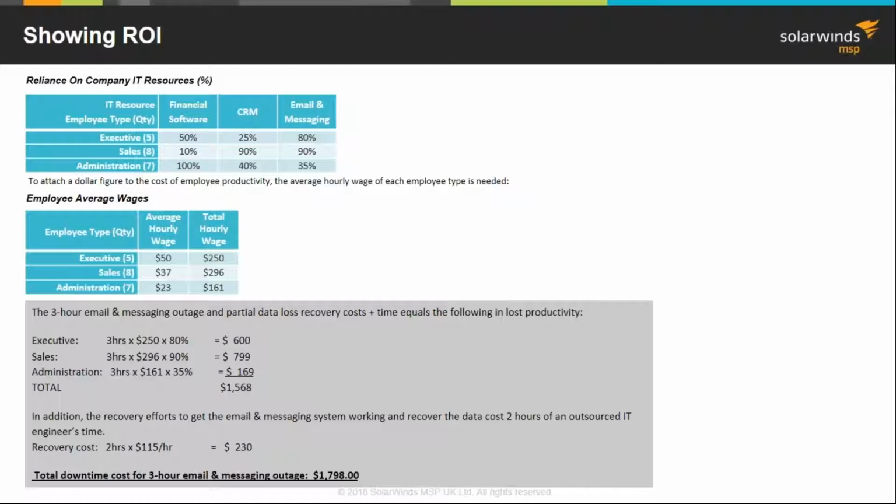And then what we want to do is look at the average hourly wage, which gives us a departmental cost per hour. For instance, the average wage for an executive is $50 an hour, sales is $37, administrative is $23, and we get our departmental costs.